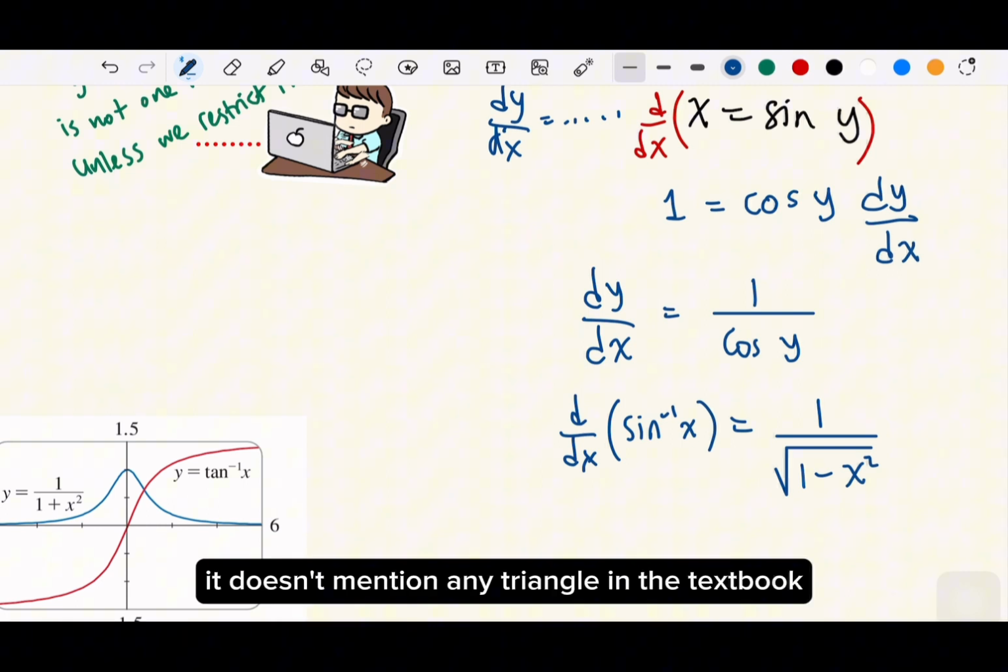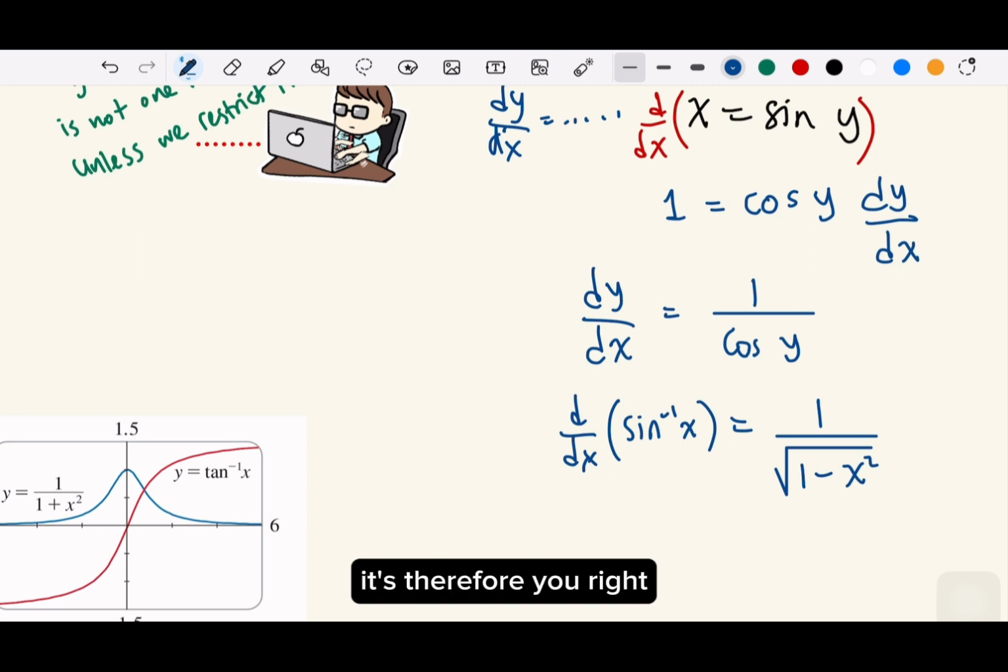It doesn't mention any triangle in the textbook, it's directly derived. But I think it's really helpful if you can imagine the triangle.